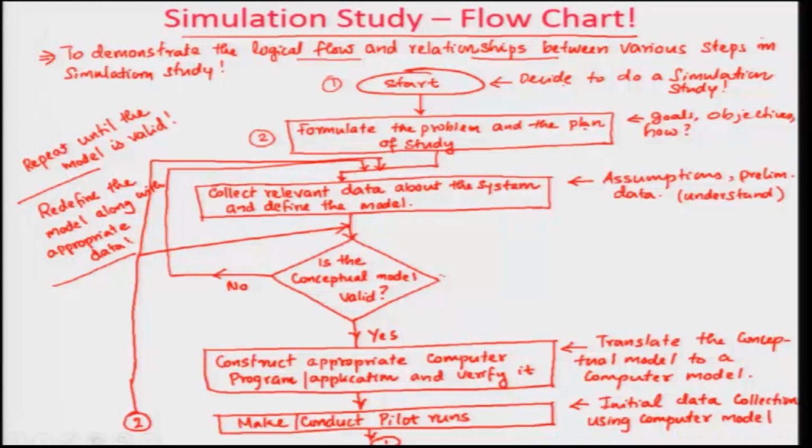Actually, I should not do 1 and 2 because then you will get confused with the connectors. Then you formulate the problem and plan the study accordingly, the goals and objectives and how is the next major question. From there you come into building the relevant data about the system and defining the model. This is where the conceptual model is getting built. So, this step is also called building the conceptual model.